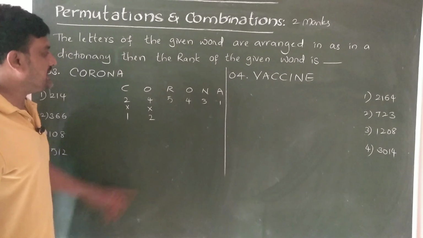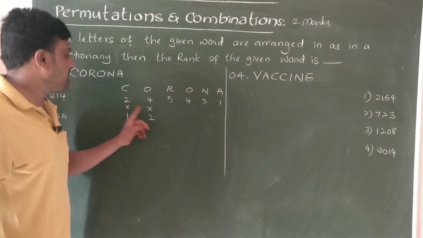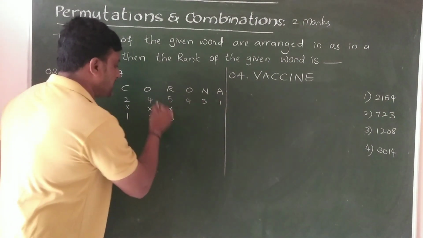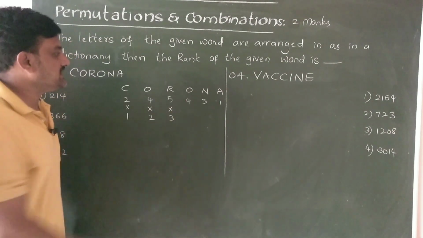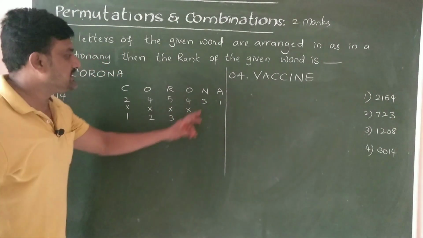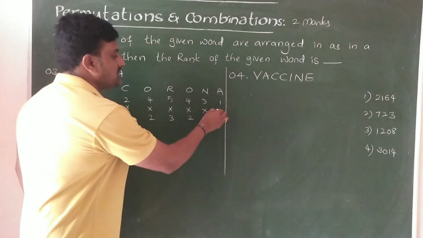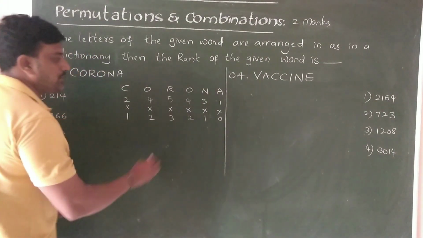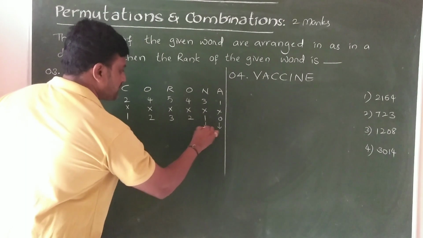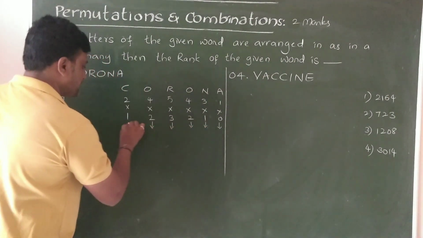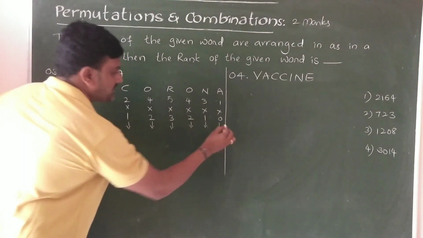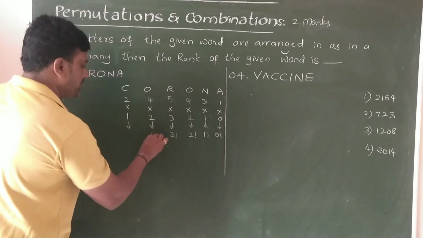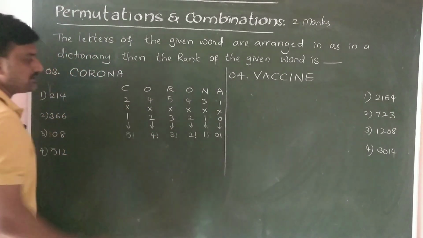Less than 5, now these are not included. Remember, these are cancelled already. Now less than 5, we have 3 there. Less than 4, we have 2. Less than 3, we have 1. Less than 1 it should be 0. Now we can apply the factorials: 0 factorial, 1 factorial, 2 factorial, 3 factorial, 4 factorial, 5 factorial.